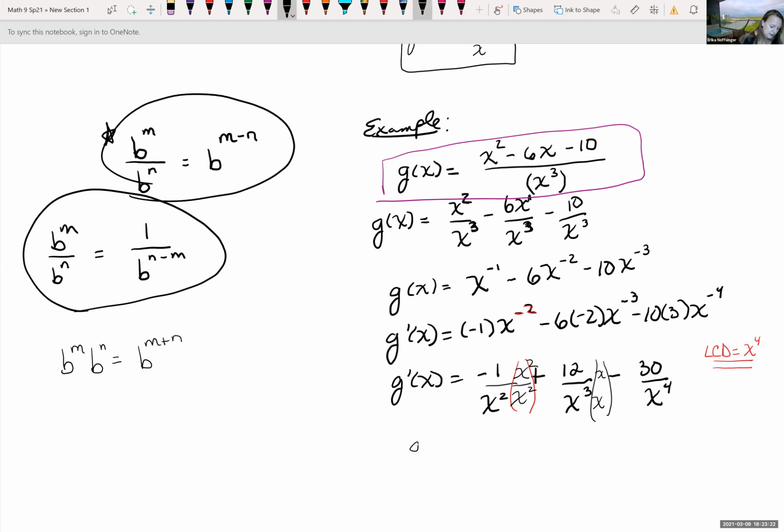And so doing that, we get g prime of x is equal to negative x squared plus 12x minus 30 all over our LCD. Now we can put it all over our common denominator, x to the 4th.